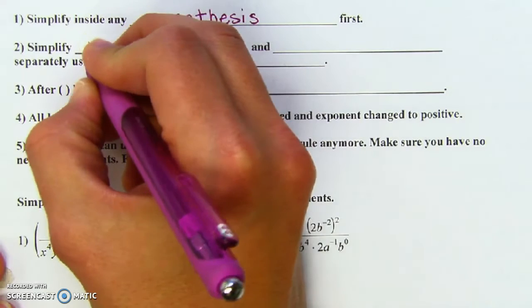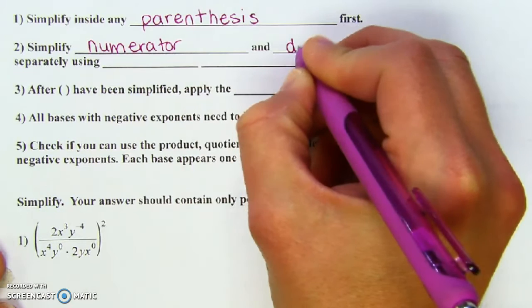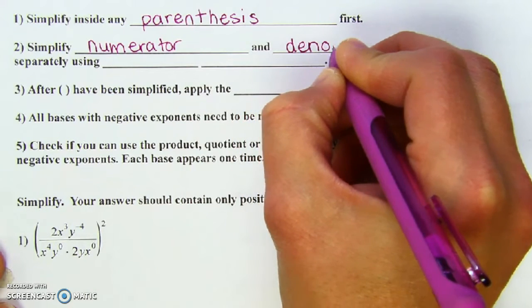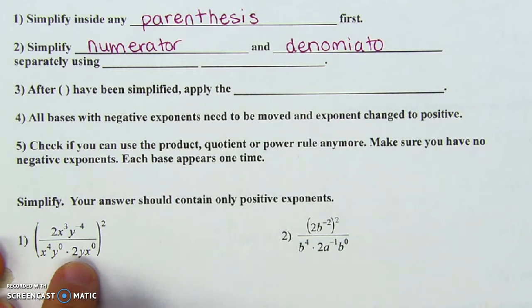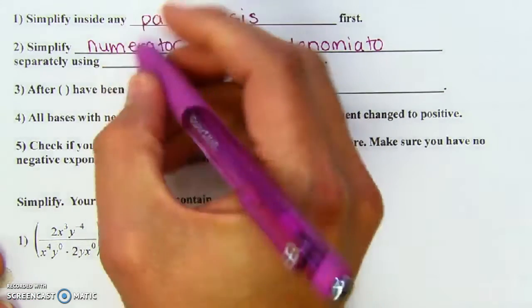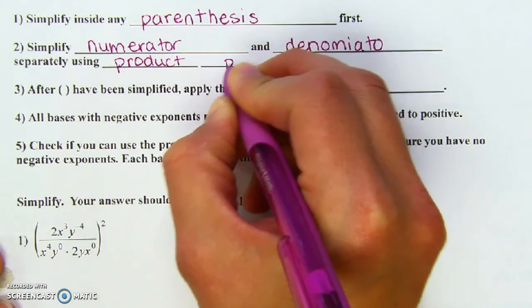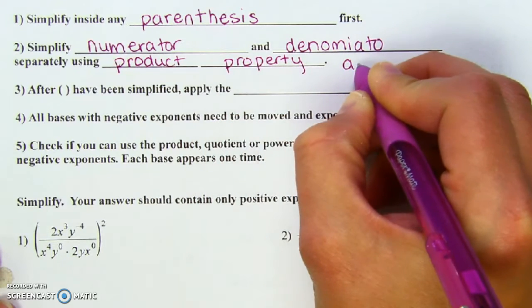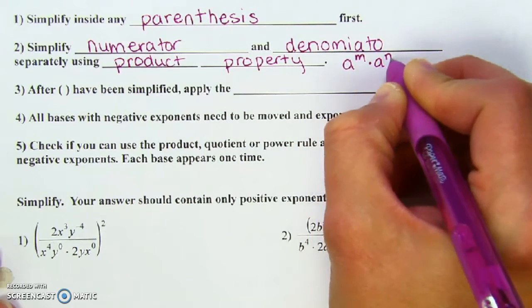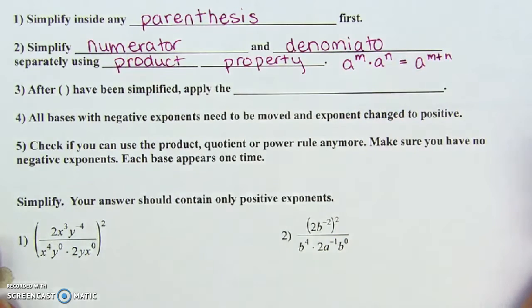If you're ever given a fraction, simplify the numerator and denominator separately. So if you have a mess on the bottom, you're going to clean that up, and a mess on the top, you clean that up. You'll use the product property, meaning, what's the product property say? A to the m times a to the n. If you're multiplying the same base, then you add the exponents, plus sign, okay?